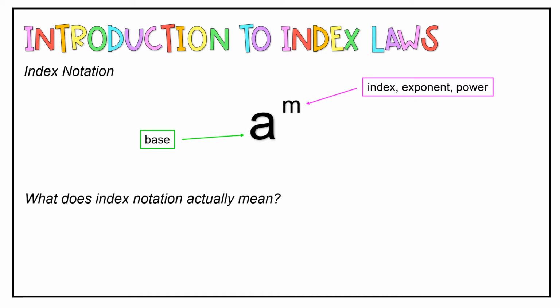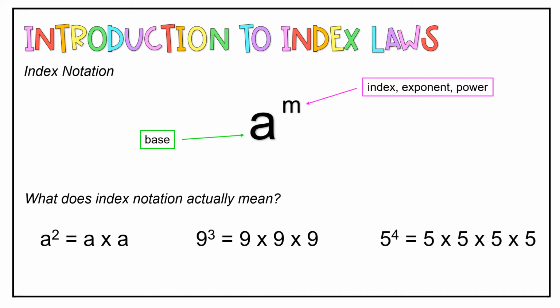So what does index notation actually mean? Index notation, or the index, denotes repeated multiplication. If we had a squared, for example, the 2 is telling us how many times we're multiplying a by itself, so it would be a times a. If we had 9 cubed, the 3 is telling us that we need to multiply 9 by itself 3 times. So 9 cubed is the same as 9 times 9 times 9. And if we had 5 to the power of 4, the 4 is telling us we're multiplying 5 by itself 4 times. 5 times 5 times 5 times 5.